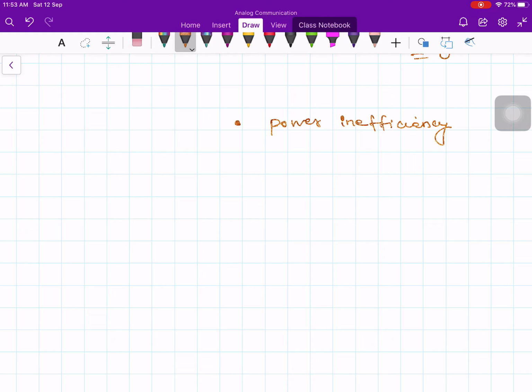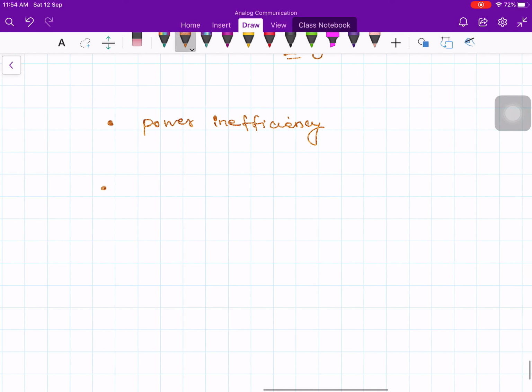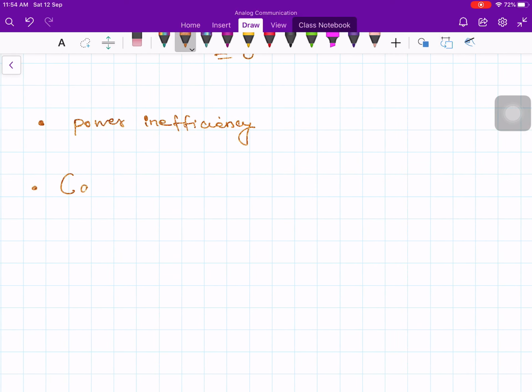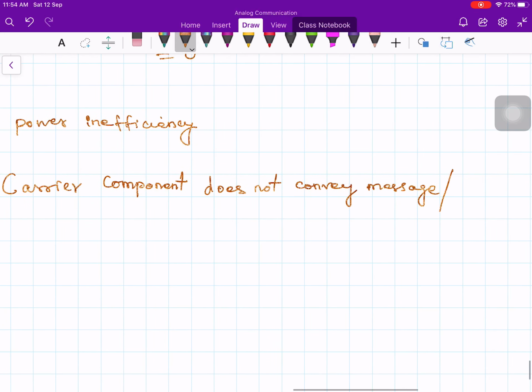Okay, so it is some function to perform now. Okay, carrier component does not convey message or information. That's it.